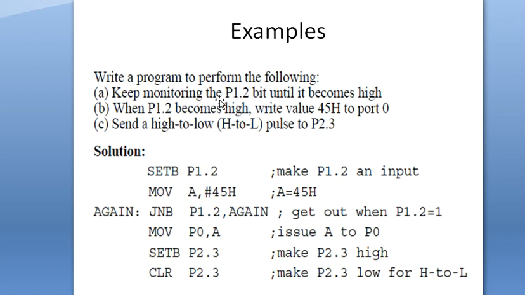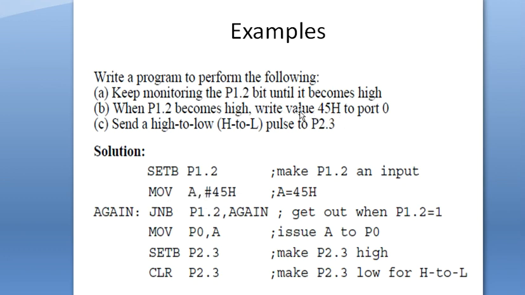Then if it is high, you need to send the 45H to port 0 and send a high to low pulse to P2.3. So these are the three tasks you need to perform. As given, first, SETB P1.2. SETB P1.2 means you are going to make P1.2 an input port. Then MOV A, 45H, so the accumulator is loaded with 45H.